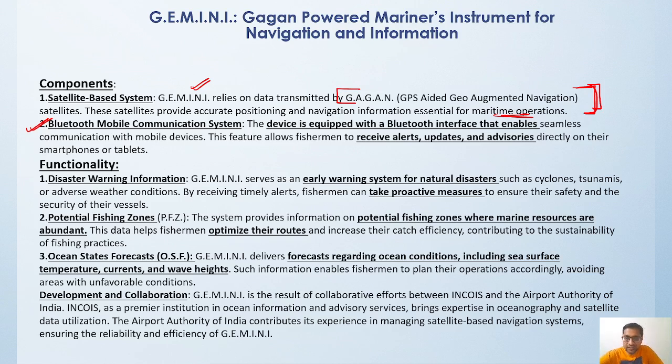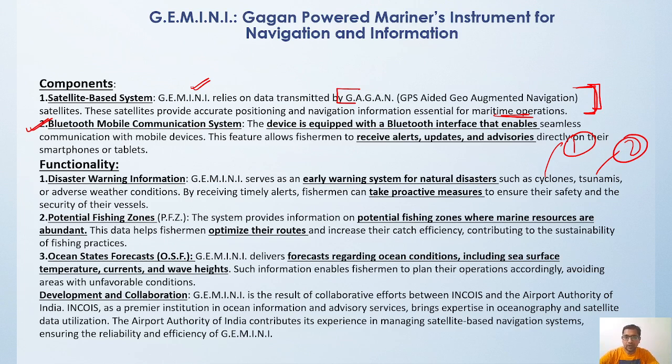Okay, obviously functionality is very important, because we know that when the fishermen go deep into the sea, 50, 60, 70, 80, 90, 100 kilometers they sometimes go. Okay, so we wanted to provide them with an early warning system regarding any type of disaster, like if any cyclone is getting generated, any tsunami is getting generated, or any adverse weather condition is being generated. So we can provide the fishermen with timely alerts so that they can take proactive measures.